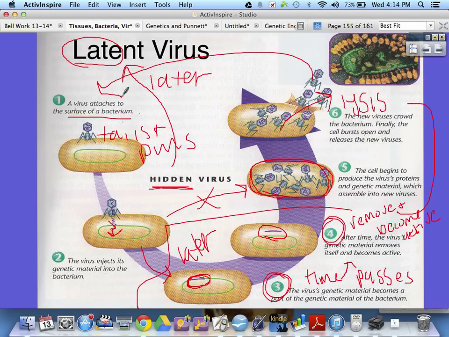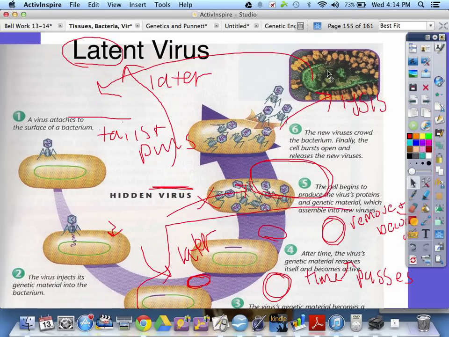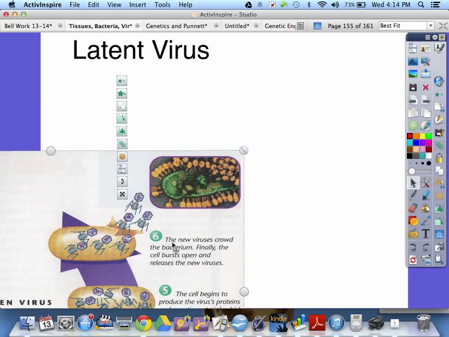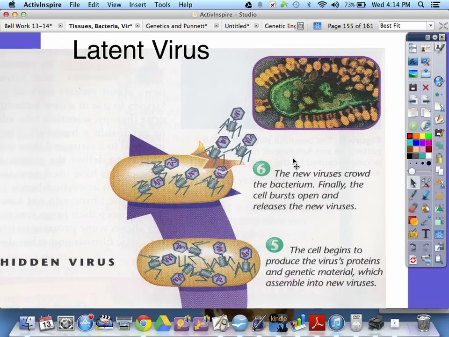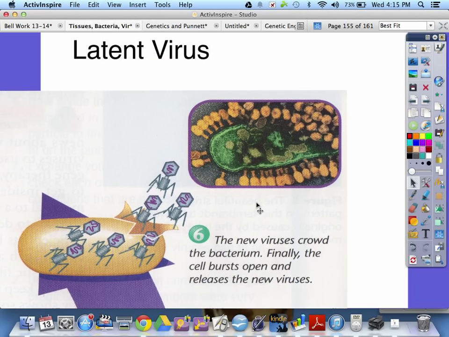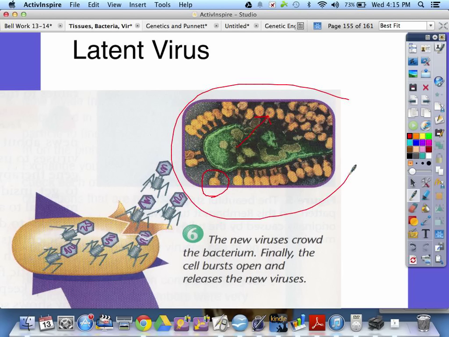Now, if you look at this picture over here, you don't have this picture, but if you look at it, it's really pretty cool. This is a picture of what a bacterial cell looks like when viruses are trying to attach to it out here. And it's already having viruses, so they're breaking out. And they occur in mass numbers like this.